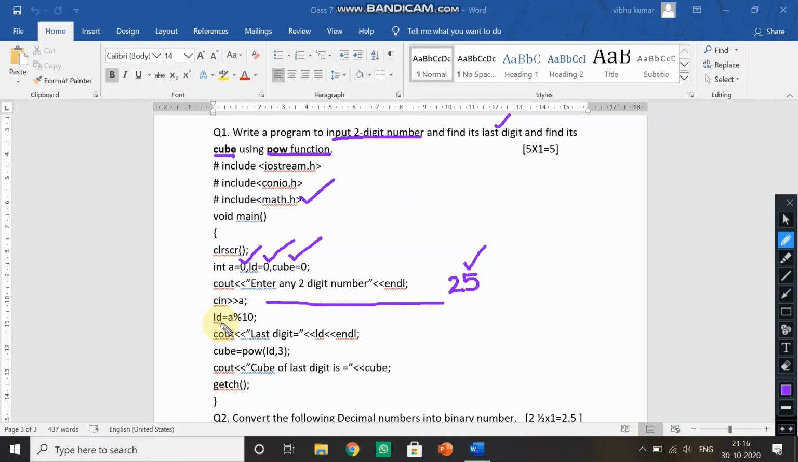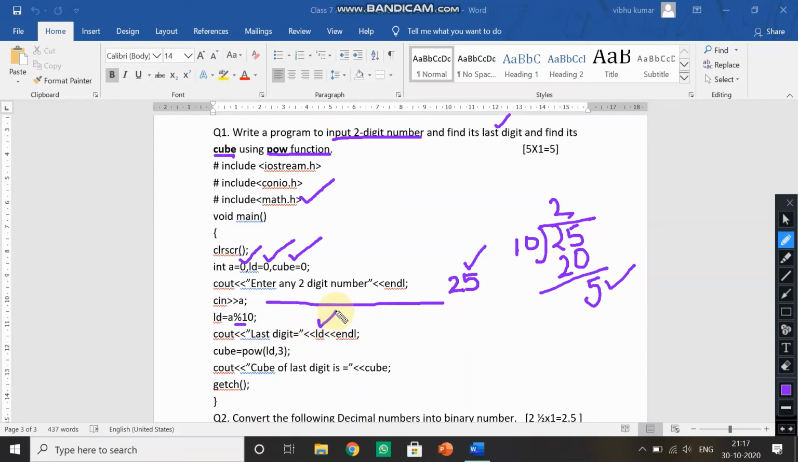The formula to find the last digit uses the modulus operator. So LD is equal to A modulus 10, because 25 has a tens place and a ones place, but we have to find the remainder, so we write 10 over here. If you do the calculation, you divide 25 by 10. When you divide, it goes 2 times and the remainder is 5. So now the last digit is extracted. With this formula you can extract the last digit.